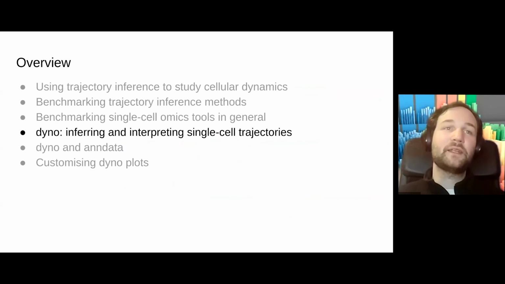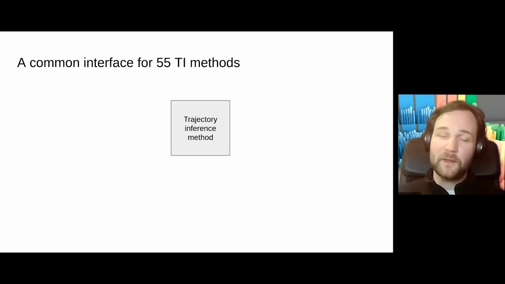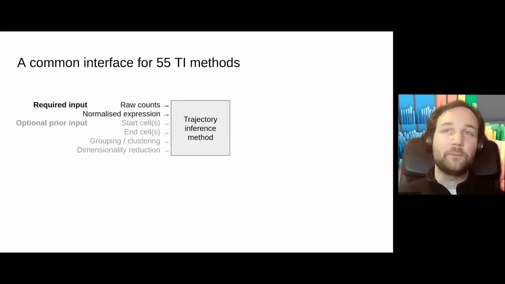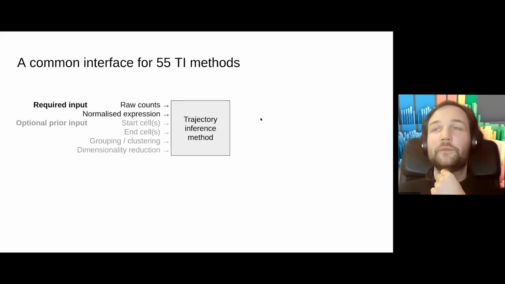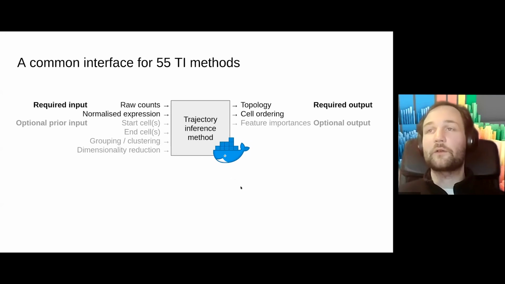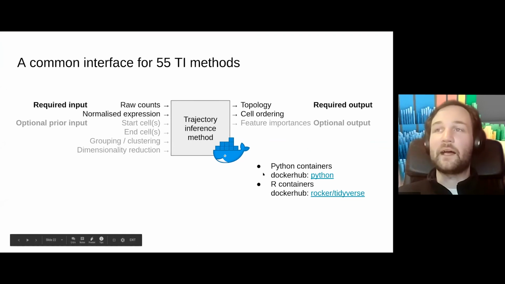Another thing that came out of the benchmarking story was that at some point we had 45, now 55 different trajectory inference methods, and we've wrapped all of these inside a common interface where your inputs are well defined, so you can have the expression data, but also varying optional prior inputs, as well as the output that is standardized. All of these methods were wrapped in individual Docker containers, which are either Python-based, R-based, and also R and Python-based.